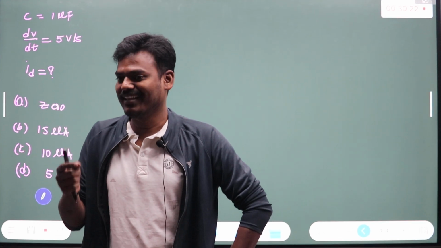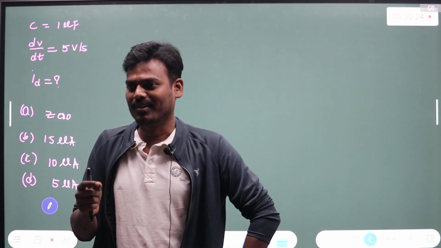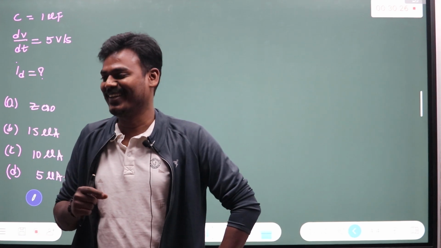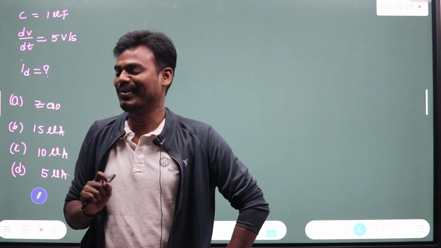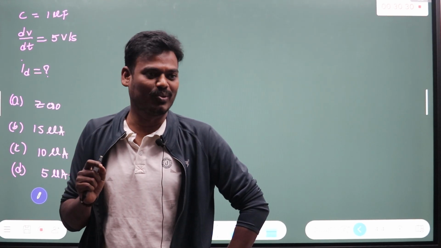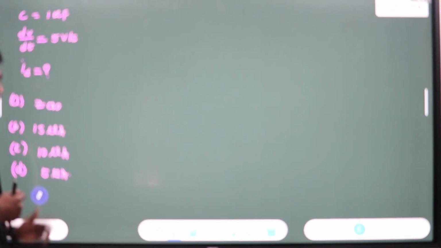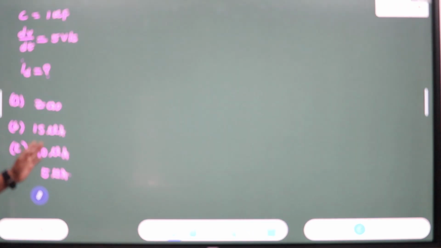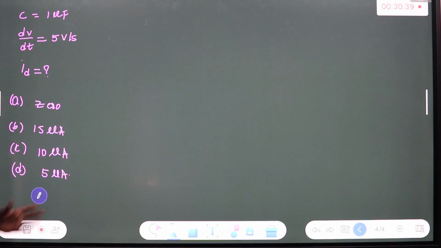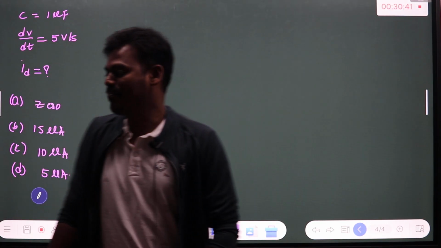The type of current you see will be ampere only. Don't say electromotive force is Newton. It is not Newton, it is the voltage, electromotive force. Fine. So here we have options A, B, C and D. A is 0, B is 15 microampere, C is 10 microampere, and option D is 5 microampere.